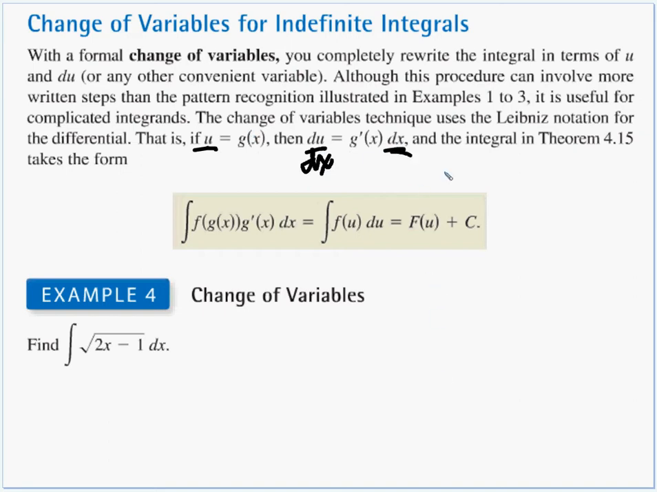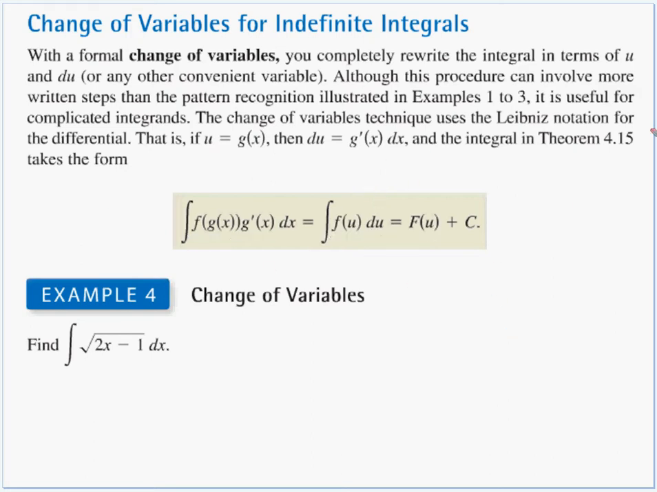And then the integrand, or the integral in Theorem 4.15, will take this form. So here is our f of g of x. Well, we're going to let u replace g of x, so that becomes f of u. The g prime of x and the dx all together gets replaced by the du. So then when we anti-derive, everything is now in terms of u. This just becomes capital F of u plus c.